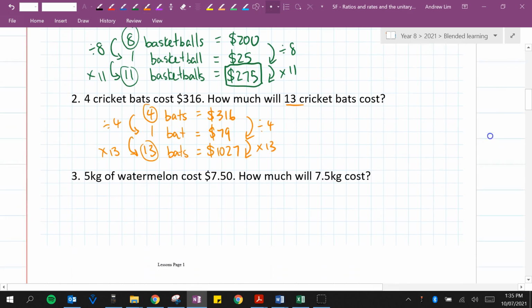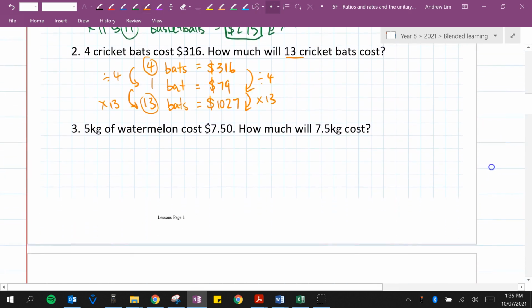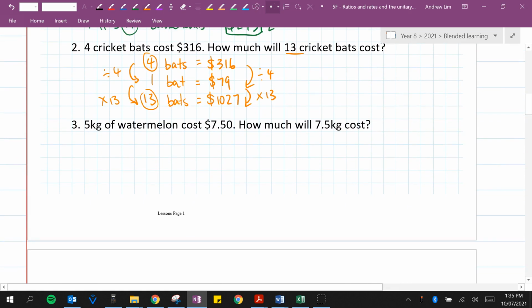Okay. I might get you to just pause the video, have a go with question 3 using the unitary method, and then for all other questions I'm going to show you a shortcut method.